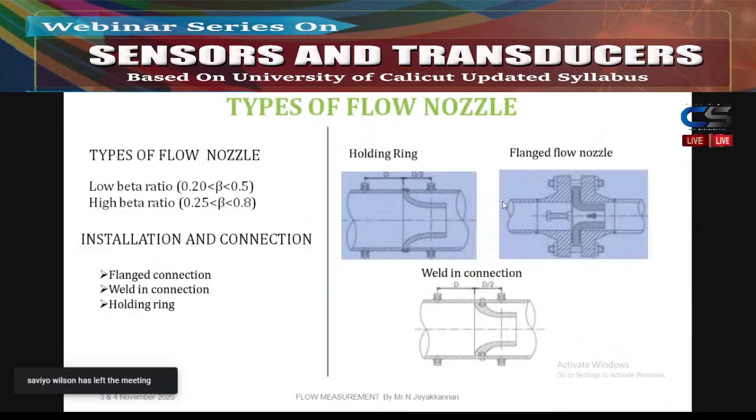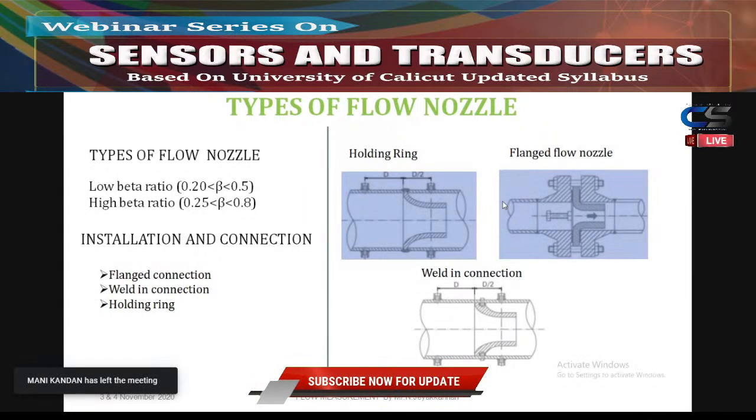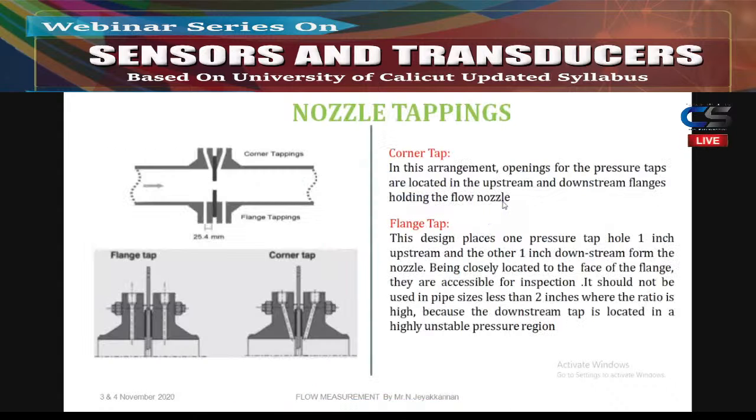And the next thing is our flow nozzle. So flow nozzle is similar to our previous one, where it is a nozzle type. It has three types: holding ring, flashed flow nozzle, and weld-in connections. So where are we mainly using nozzles? A nozzle is nothing but an opening in a flow pipe, at the end. It is like a corner tap and flange tap. In technical terms, they say it like that.